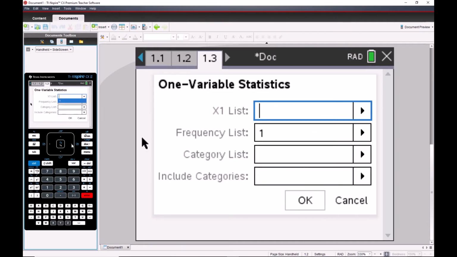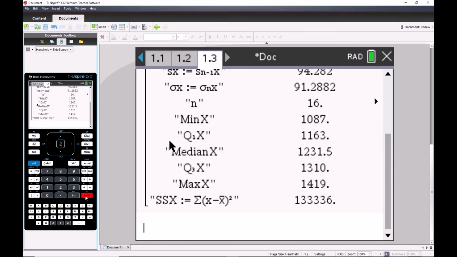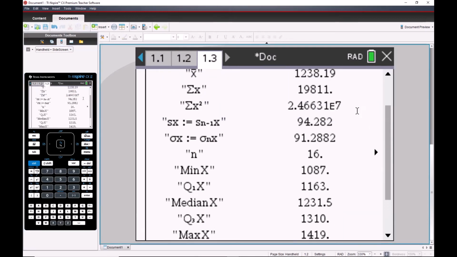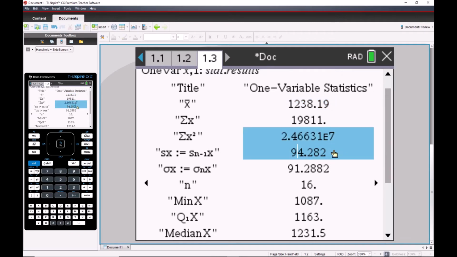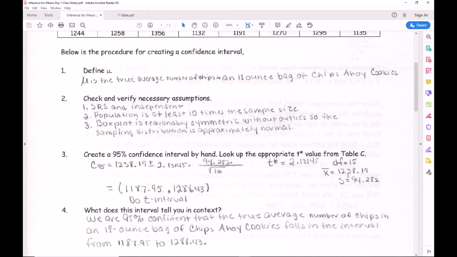Okay, I named my X list X. Handy. Frequency of 1, keep it, leave the category, 2 category fields blank, go to OK. All right, there is X bar right there, and there's your standard deviation of X right there. It's not the thing above it, it's just that one right there. That's where I got it. You don't want sigma sub X. That's the only time we use that was for random variables, so we don't use that. And that's really all we need. That's just those two things. So that's where those two come from.